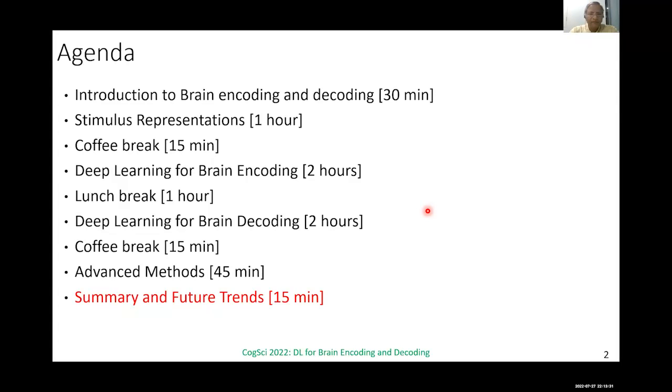I will now take the last part, summarizing quickly, and then we will look at the crystal ball to see what kind of future trends we can expect or propose from our perspective.